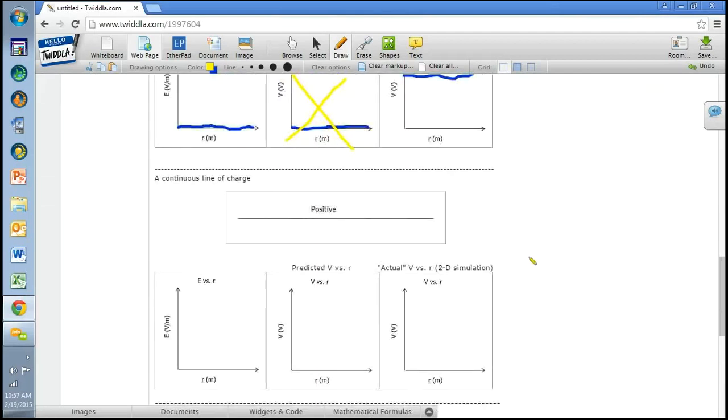Now, for this one, what is our E versus R relationship going to be for this one? So it looks like everybody's saying inverse. Can you guys still hear me? I had to do something there. Okay. So you guys said inverse. So that's my attempt to try to do an inverse relationship.